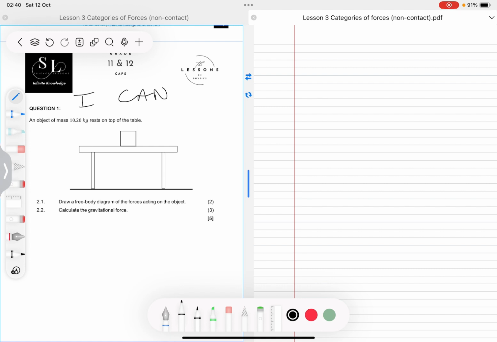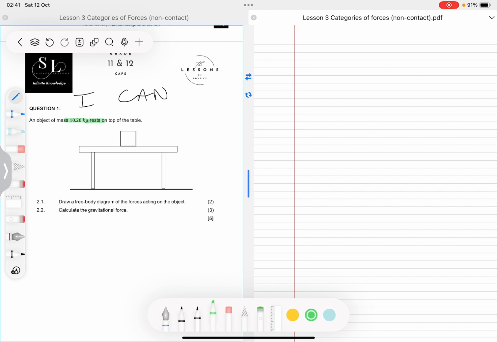So here, question 1, they say an object of mass 10.2 kg rests, right, meaning it does not move, on top of a table. And we can see here on this diagram that this object is rested there, right? So one thing that will come to mind is that this table doesn't fall down.